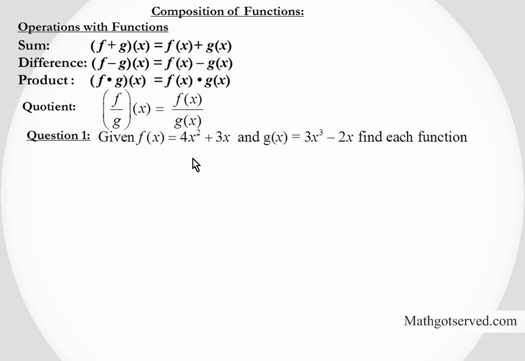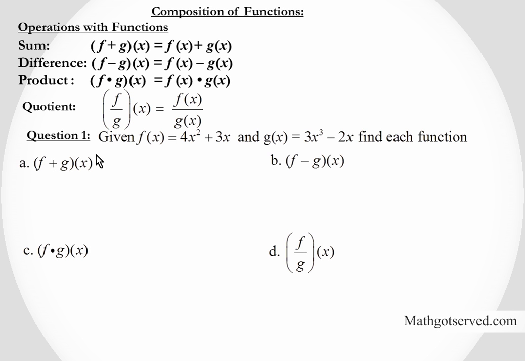All right, let's consider the first question. Let's say we have two functions, f and g, where f is 4x squared plus 3x, and g is 3x to the third minus 2x. We're asked to find the four operations using these two functions: f plus g, f minus g, f times g, and f over g. Let's do f plus g first.